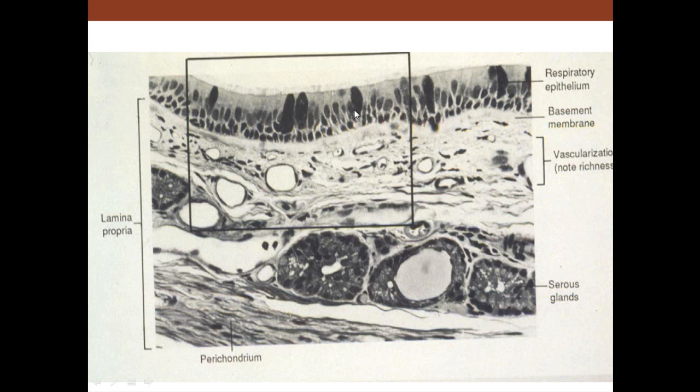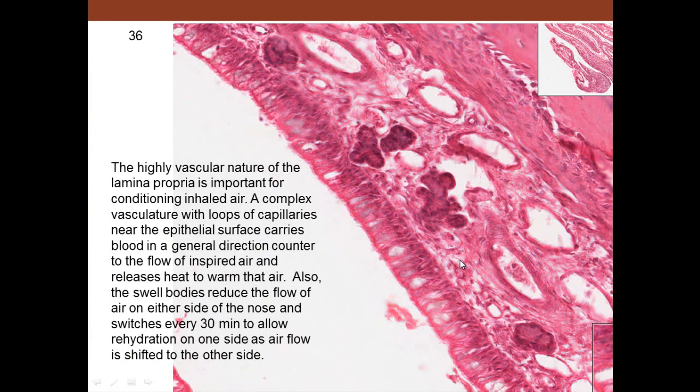And here we see the respiratory epithelium on the surface with the goblet cells, the basal cells, and the ciliated cells. Below that you see a very thick basement membrane, very characteristic of respiratory epithelium. And then you'll note the vascularization. There are lots of blood vessels in through there. And then there are some serous glands, as we will see.